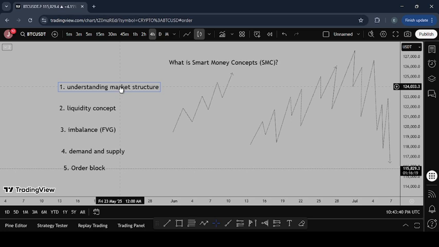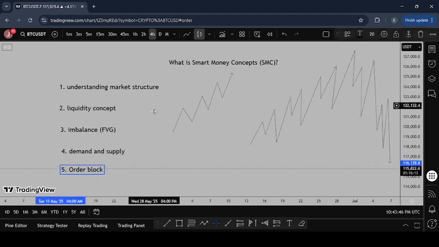So if price retraces to that zone, there's also a probability that price would want to continue the movement from there. So basically on these five concepts, right: understanding market structure, liquidity concepts, imbalances, demand and supply, and order blocks, if we break down all these five, you'll be very, very close to mastering the SMC concepts.